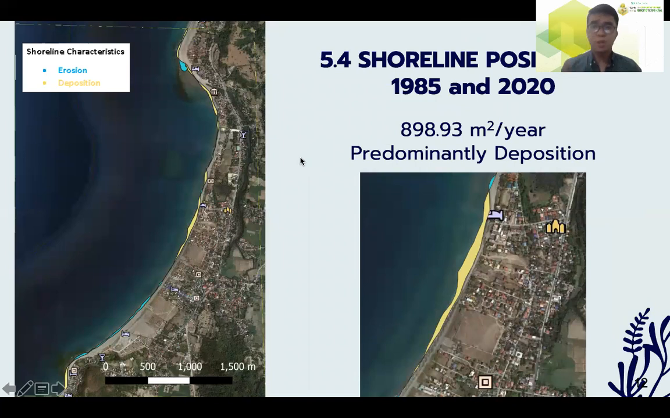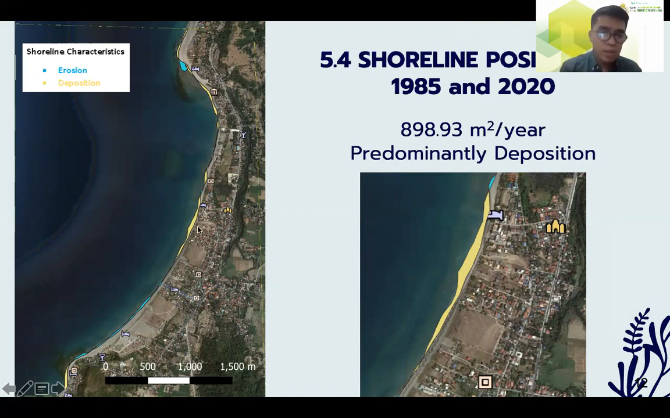So next, for the shoreline positioning from the year 1985 until 2020, overall, the main shoreline movement has been predominantly deposition, amounting to around 898.93 square meters per year. And as you can see on the figure, in this area of the San Juan, La Union coastline, it has been mostly shoreline characteristic of deposition.